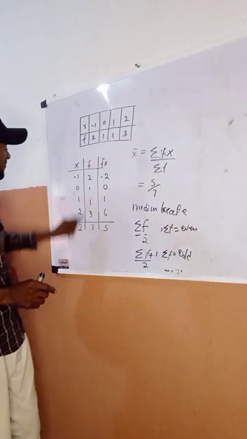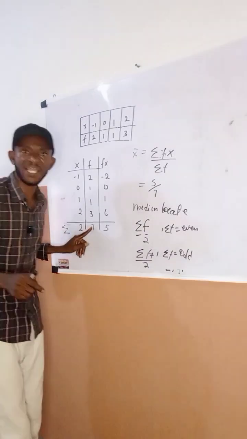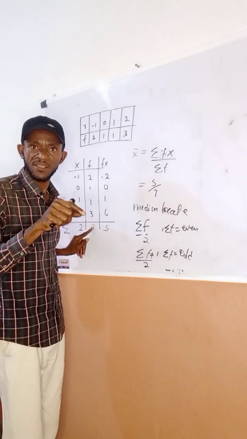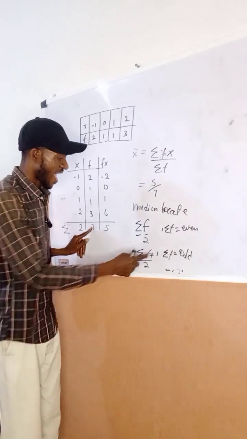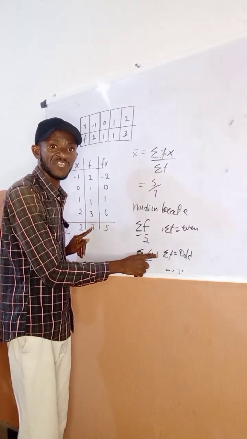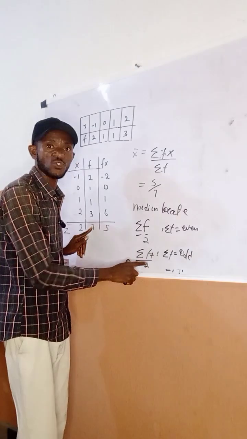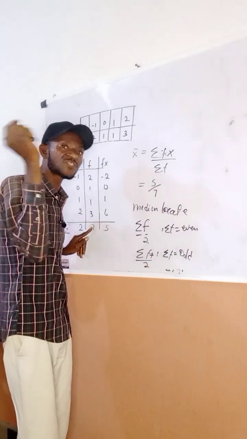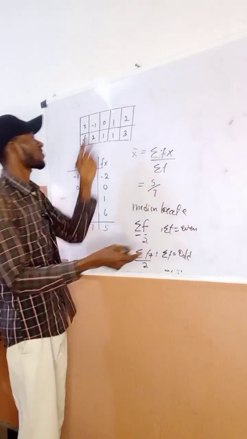My own summation of f here is 7. So 7 is an odd number. Because 7 is an odd number, I am going to add 1 to it. 7 plus 1 will give me 8. 8 divided by 2 will give me 4. I'll use this 4 to locate the median. I will now come here.